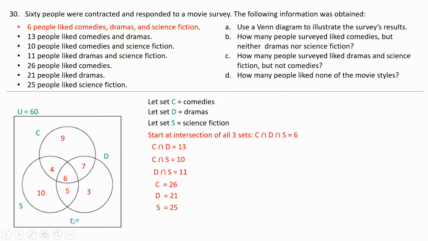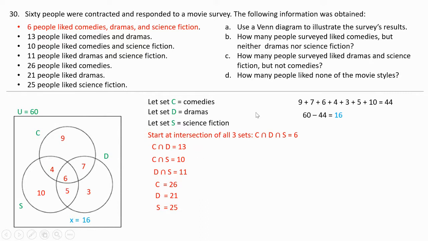So X equals the people that didn't like any of the movies. So we're going to add all these and subtract that from 60. Okay. So we have 9 plus 7 plus 6 plus 4 plus 3 plus 5 plus 10, which is 44. So 60 minus 44 is 16. So 16 didn't like any of the movies. Now with all this information, you get to answer A, B, C, and D. So this is the answer for part A.